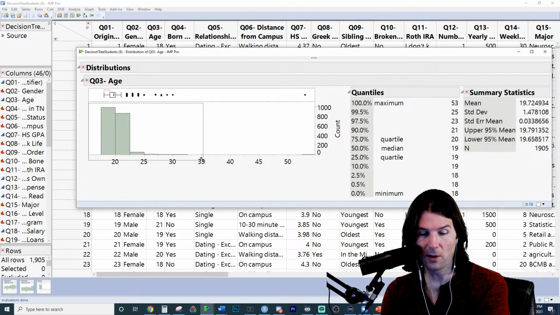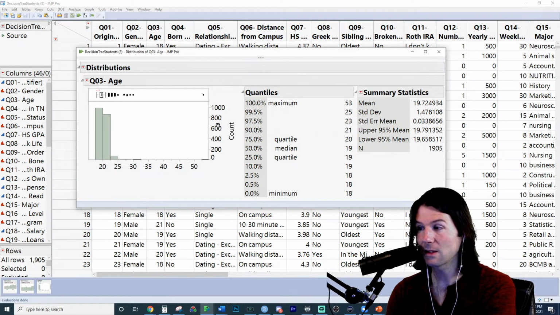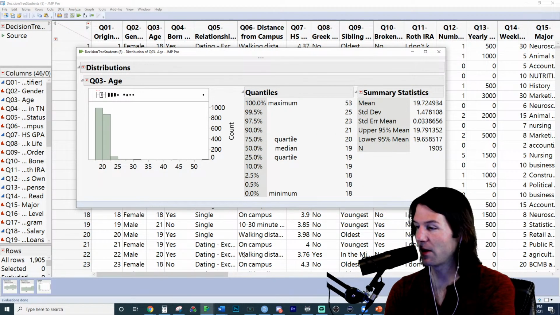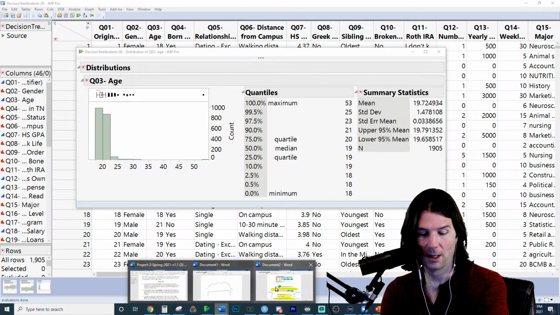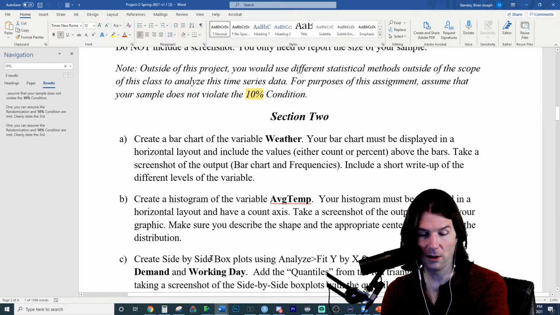We'll make this a little bit smaller. And make sure to have your count axis. Do not forget count axis. Great job. Thank you, Michaela. All those answers, awesome work. Let's look at the next part of the question.